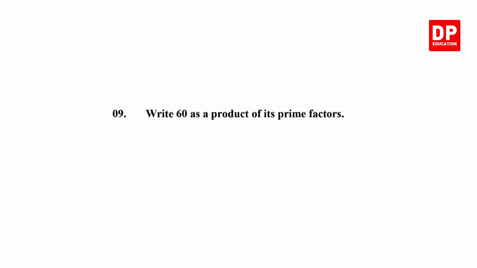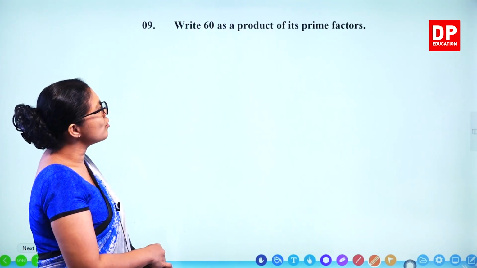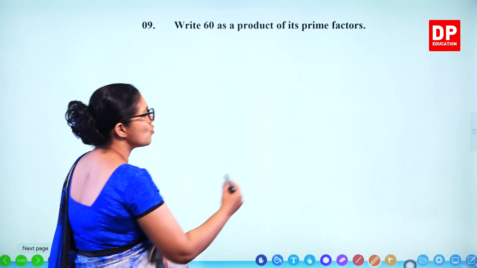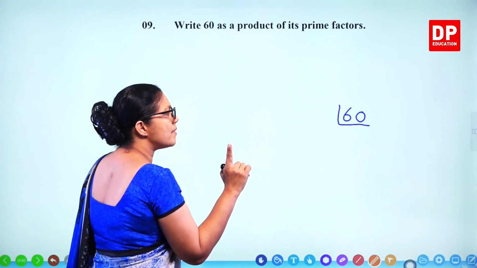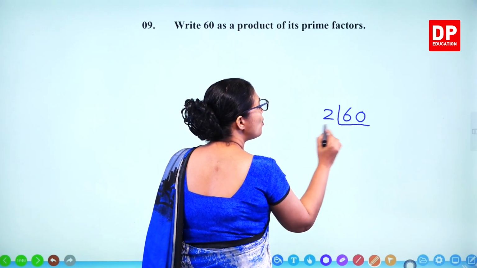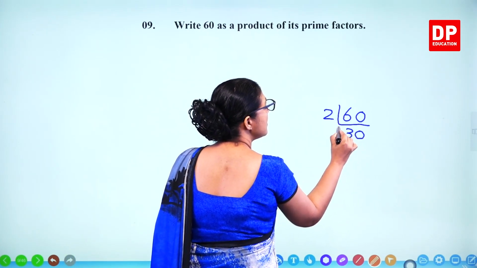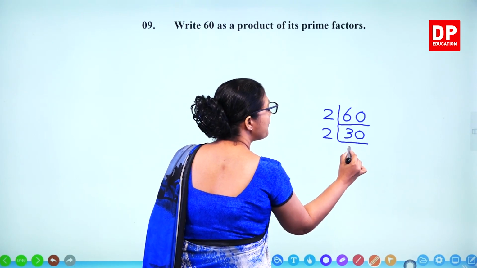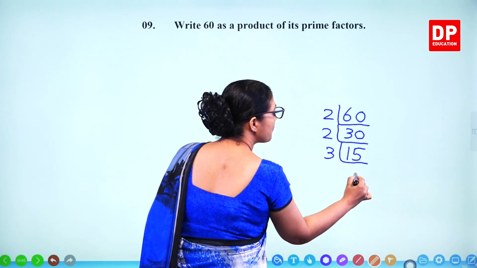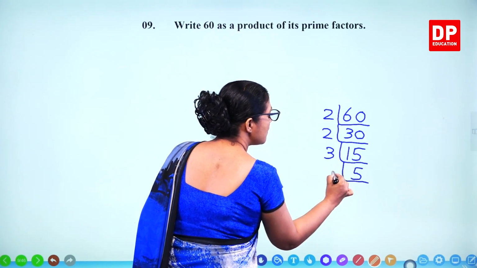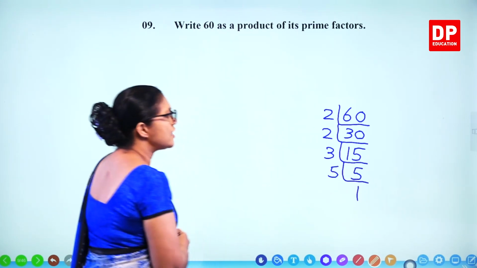Question number 9. Write 60 as a product of its prime factors. So how do you do that? You take 60, divide by prime numbers. Divide by 2, you get 30. Divide by 2 again, you get 15. Divide by 3, you get 5. Divide by 5, you get 1.